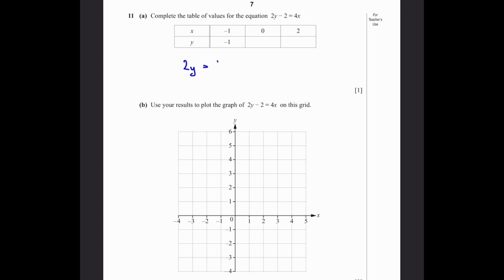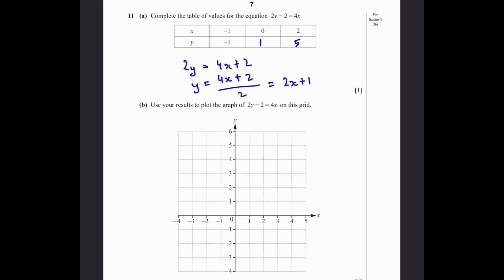2y equals 4x plus 2. y equals (4x plus 2) the whole divided by 2, which is equal to 2x plus 1. So if we substitute x equals 0, then y is equal to 0 plus 1, which is 1. And then x equals 2, y is equal to 4 plus 1, 5. And so that is the answer for A.